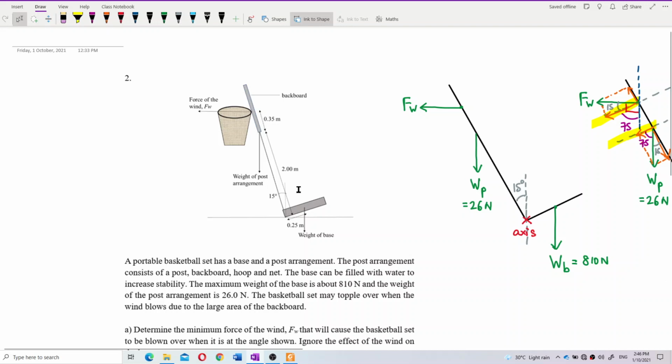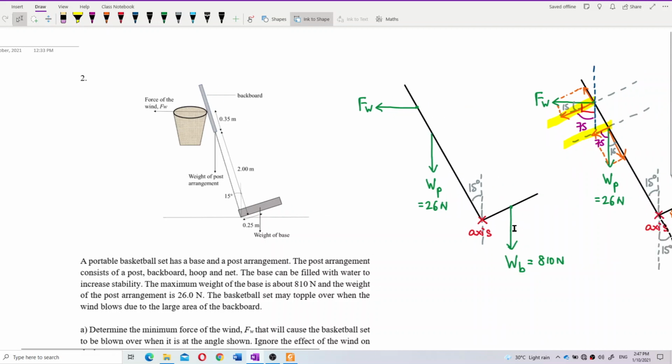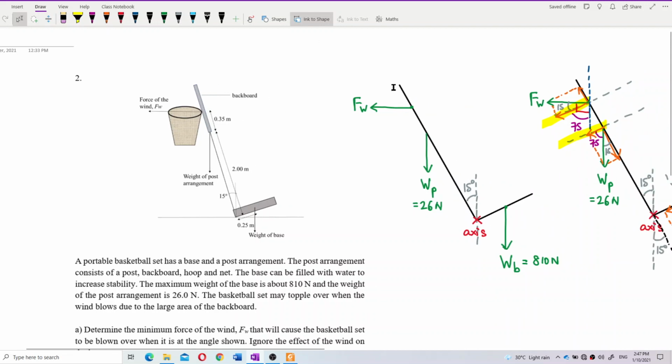So first of all, we draw a free body diagram for the whole rigid body. So this is the free body diagram I got. This is the post. This is the base, with 15 degrees, and this is the axis of rotation here, and this is the weight of the base at the center of it.